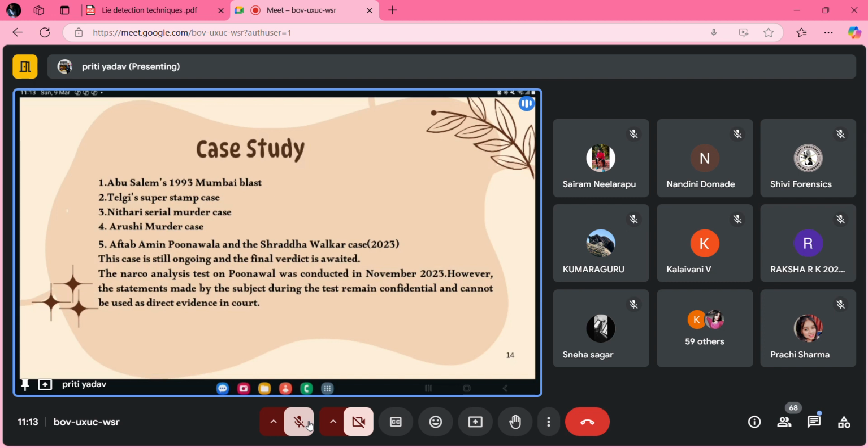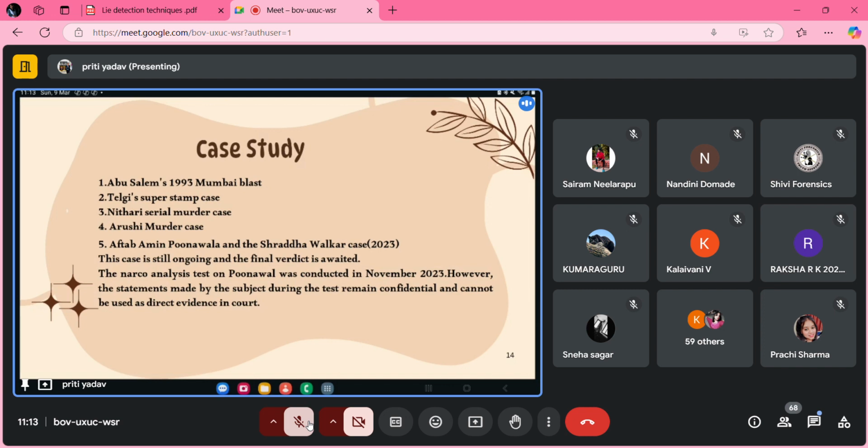In the next one, the Telgi fake stamp paper scam, also known as the Telgi super stamp case, was one of India's biggest financial frauds, where Karim Telgi and his associate printed and sold counterfeit stamp paper. During the investigation, narcoanalysis and polygraph were used to interrogate Telgi and his associate.